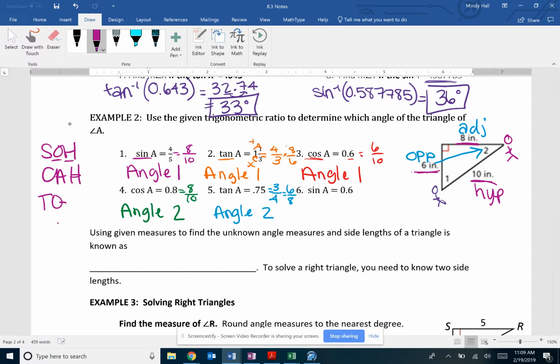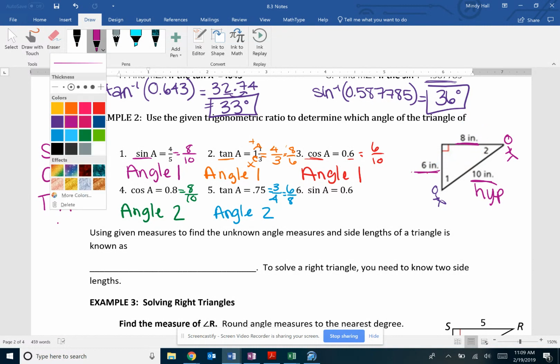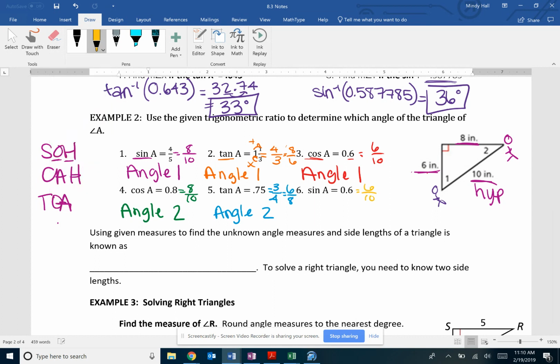Let me rewrite my TOA. There we go. All right, so last but not least, we have yellow. Sine of A is 0.6. So again, that's like 6 over 10. And again, sine is opposite over hypotenuse. So my opposite is 6. And the only thing opposite of the 6 is angle 2 again. So notice when I did this, it was a lot of, well, I know my side is opposite, so I'm going to the opposite angle, and just kind of working backwards with your trig functions.